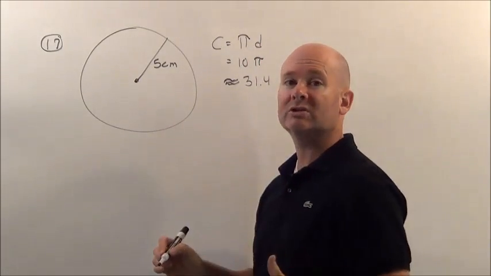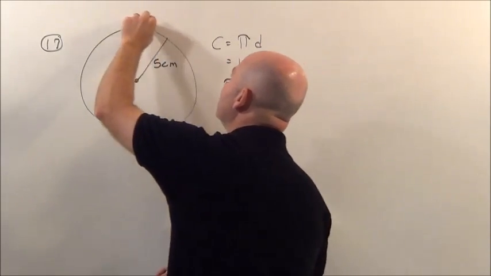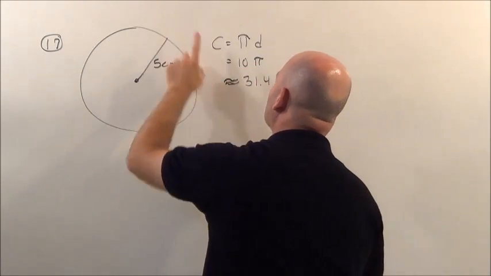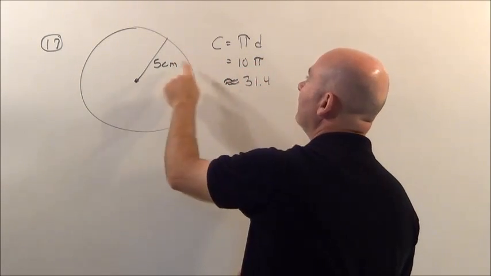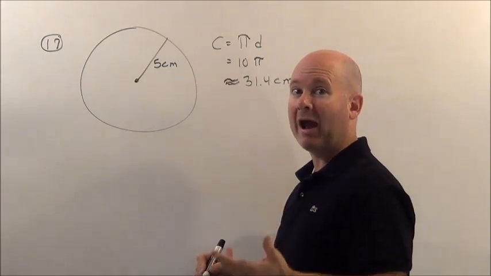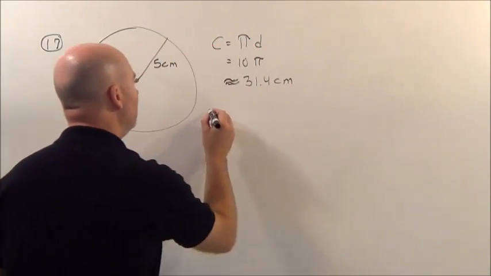Now, what are the units we use? Circumference is just the distance around the circle. If we had to walk this circle, how far are we going to have to walk? Well, we're going to have to walk 31.4, in this case centimeters, is how far we would be walking around that circle.